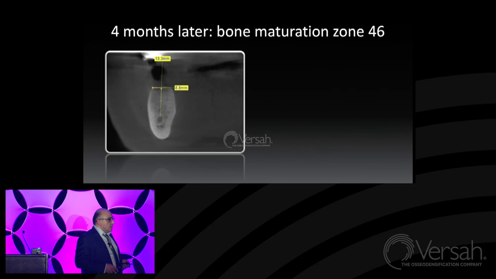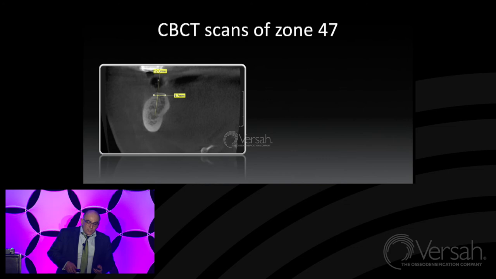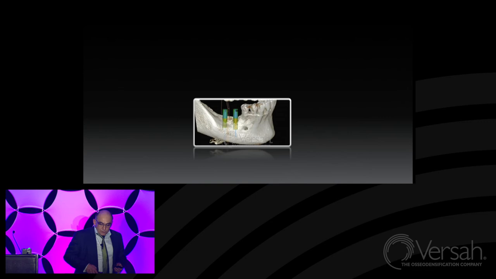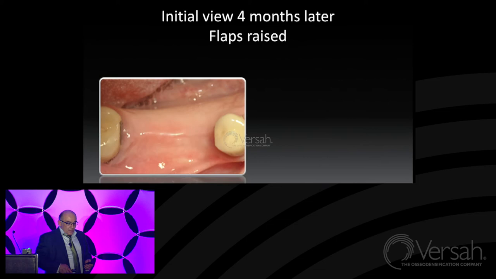Virtual implant placement. Of course, we think about the zone of the second molar. Here we see the deficiency, of course. This is another view of CBCT scans, the 3D scans. So we are ready for second stage surgery.